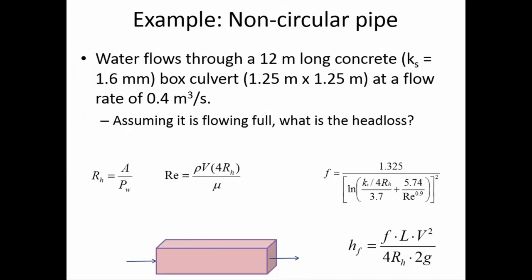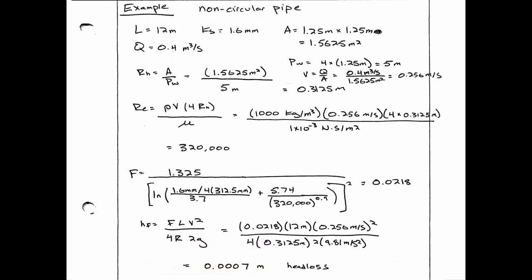Okay, we start off with the geometry, just finding the cross-sectional area. Since this is a square pipe, it's 1.25 by 1.25, so we get a cross-sectional area of 1.56 meters squared. The wetted perimeter is 5 meters, and remember that the wetted perimeter is just the length that water is actually in contact with, and for us that's going to be all 4 sides of that square shape. So the hydraulic radius is 0.3125 meters.